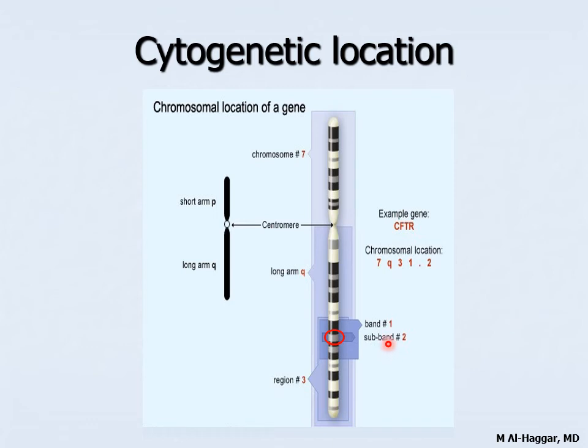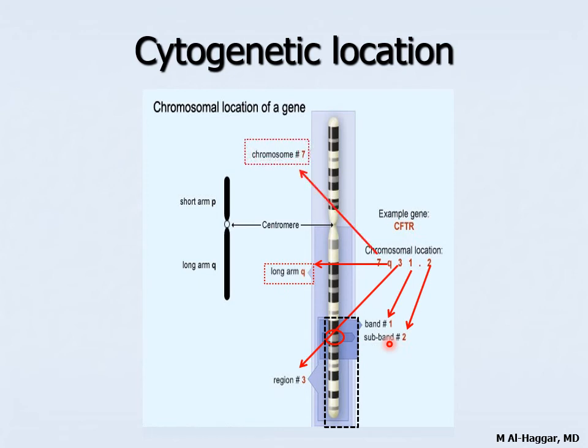This part is called subband 2, which belongs to band number 1. And band number 1 belongs to region number 3. And region number 3 is part of the long arm of chromosome number 7. So I put the label, or the address, of this gene. It is present in 7q31.2. So it's present in region 3, on the long arm of chromosome 7, in band 1 and subband 2.